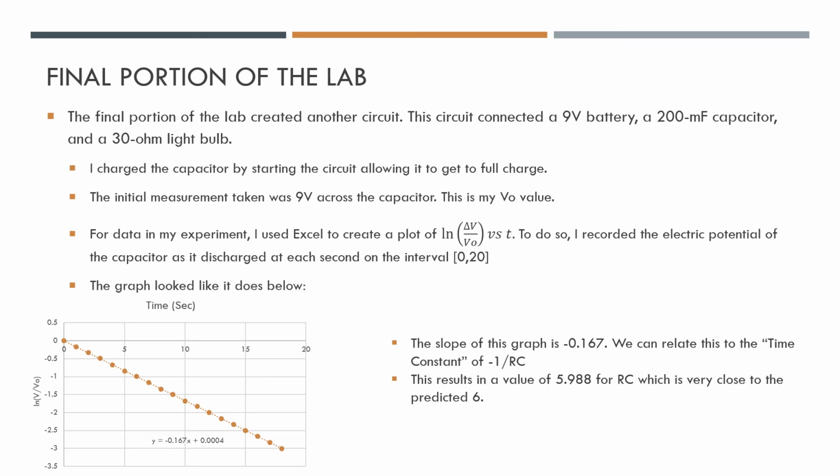And then for data in my experiment, I used an Excel file to create a plot of ln of delta V over V0 versus time. To do so, I recorded the electric potential of the capacitor as it discharged at each second on the interval 0 to 20 seconds. And the graph looked like it does below, with a slope of negative 0.167. And this slope we can relate to the time constant of negative 1 over RC, which results in a value of 5.988 for RC, which is very close to what was predicted at 6.